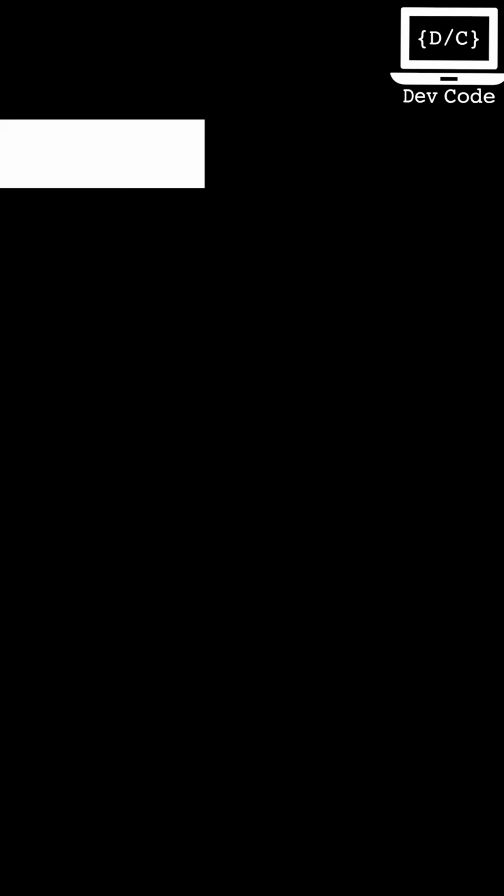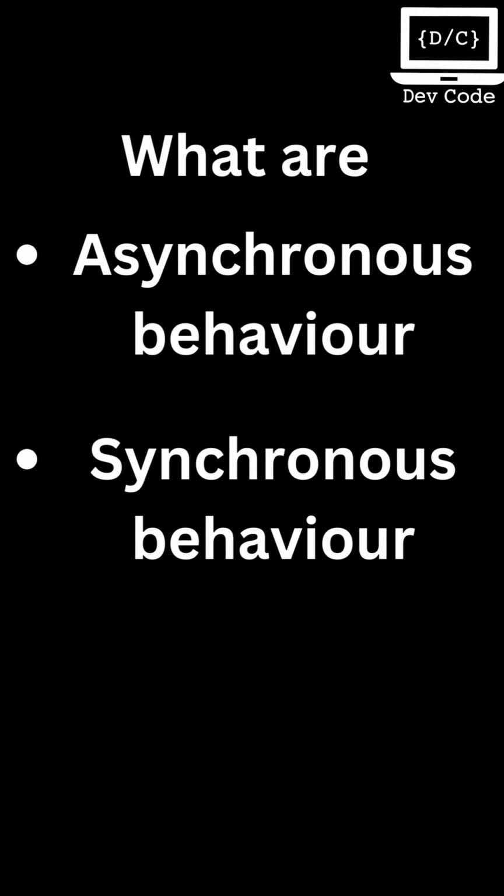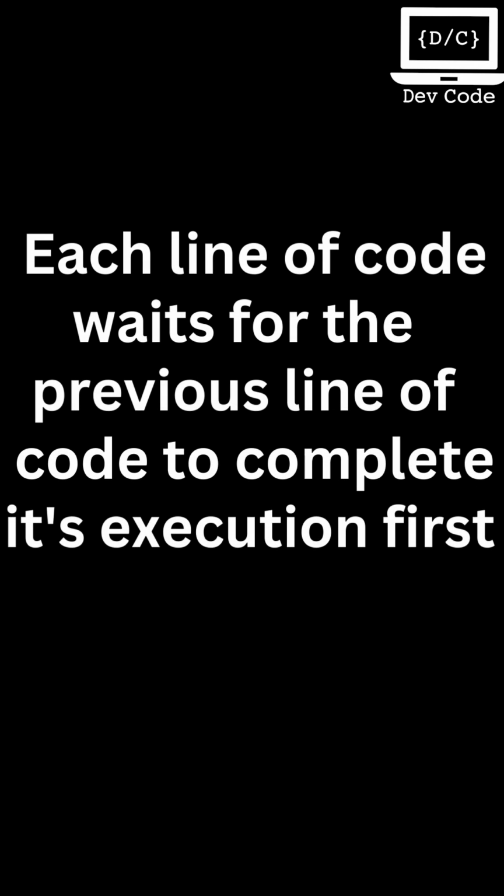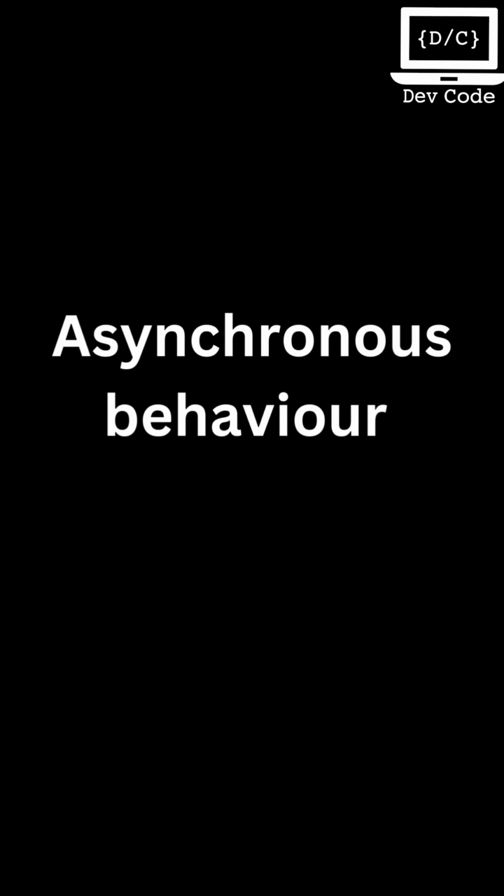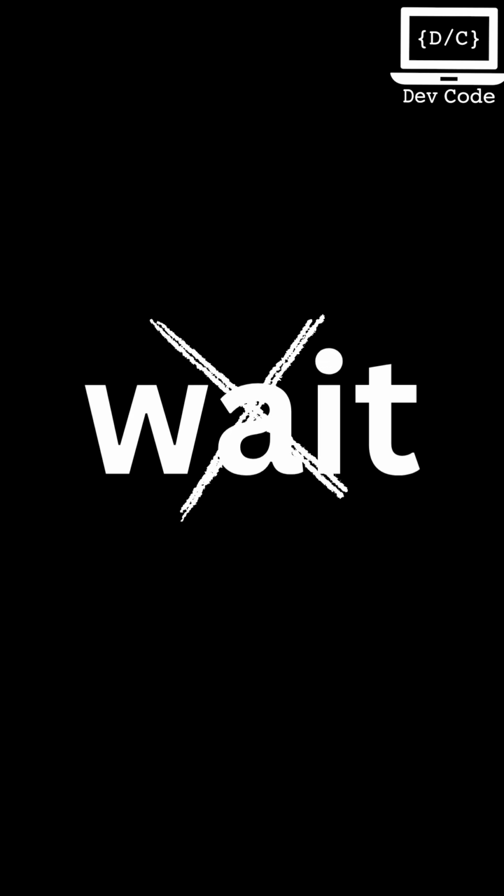First, let's get the knowledge of what are synchronous and asynchronous behaviors in JavaScript. The synchronous behavior of JavaScript means that each line of code waits for the previous line of code to complete its execution. The opposite of this is the asynchronous behavior, that is, each line of code doesn't wait for the previous line of code to complete its execution. Instead, both lines of code run simultaneously with each other and enable the no lag experience for the APIs.